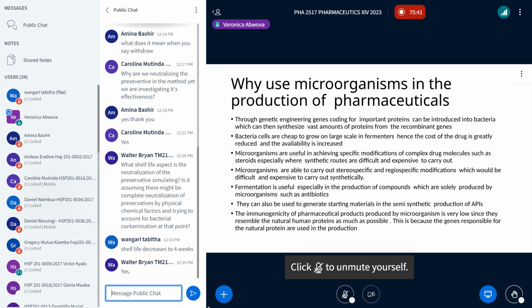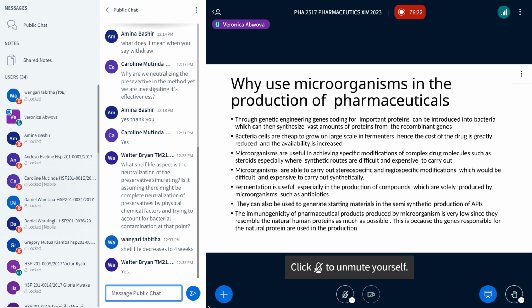So why do we use microorganisms in the production of pharmaceuticals? One, through genetic engineering, genes coding for important proteins can be introduced into bacteria, which can then synthesize vast amounts of proteins from the recombinant genes. And this you have probably talked about even in your biotechnology. Two, bacteria cells are cheap to grow on large scale in fermenters. Therefore, the cost of the drug is greatly reduced and the availability is increased.